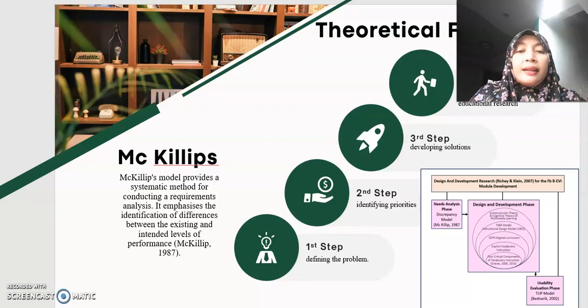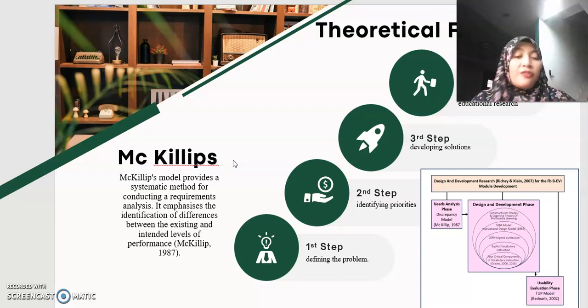All right, let's look at the theoretical framework. So we have McKillip's model here. It provides a systematic method for conducting a needs analysis, because it emphasizes the identification of differences between the existing and intended levels of performance. This is by McKillip 1987. So the gap is obvious between the existing and the intended levels. There are actually 4 steps in McKillip's model.